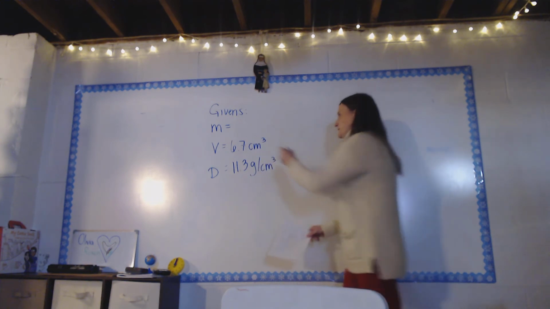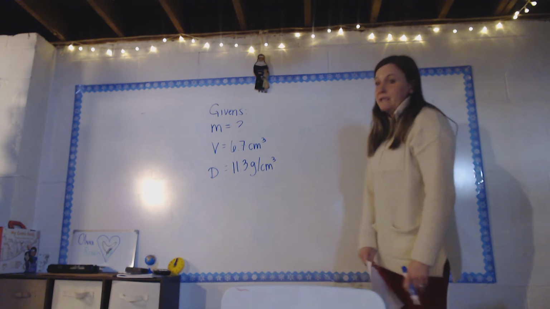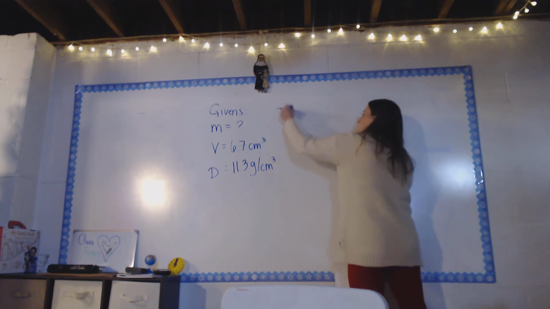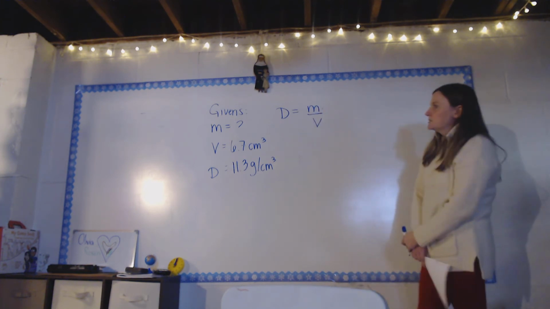Find the mass. So mass is our unknown. Okay, so we record all of our givens. Now we'll write down our equation. Density is equal to mass divided by volume. So I want to solve for mass.